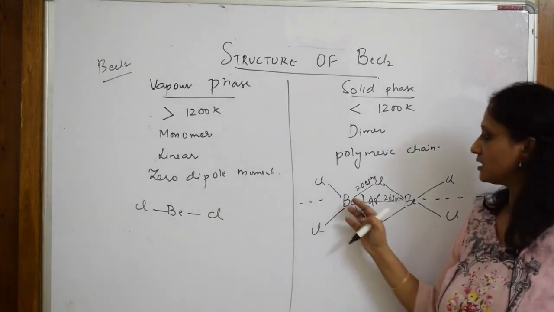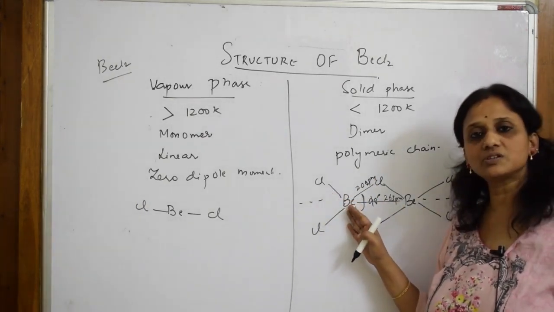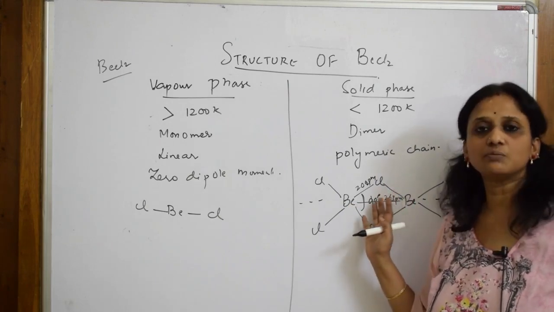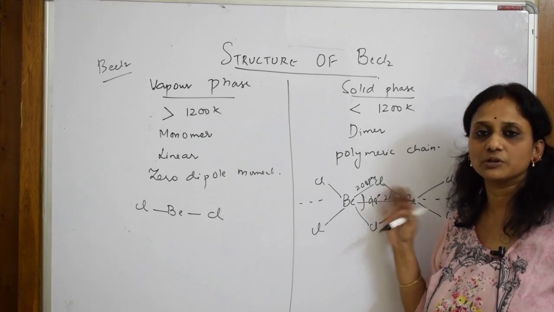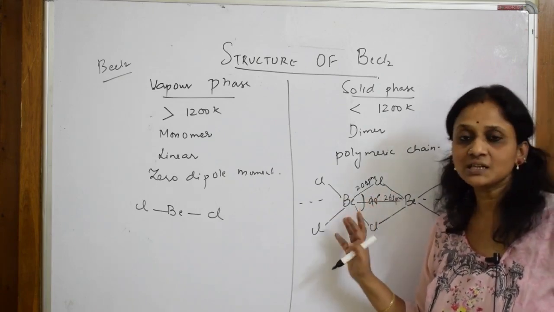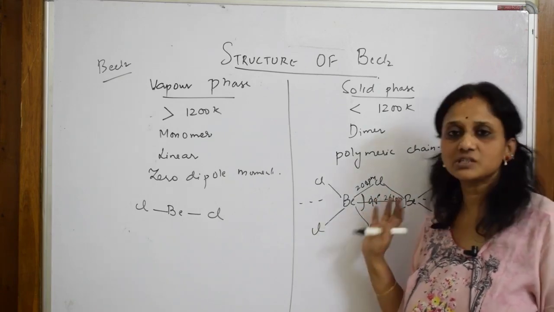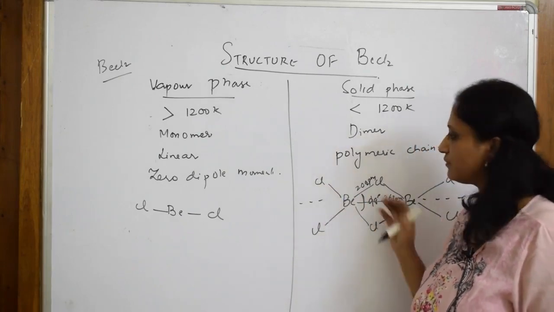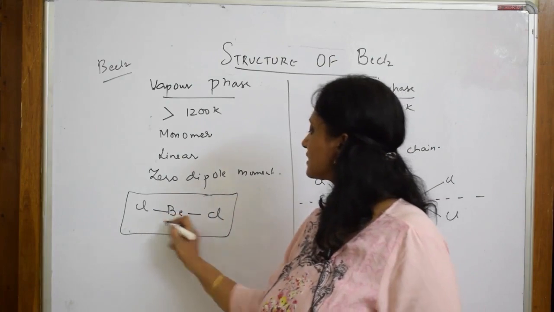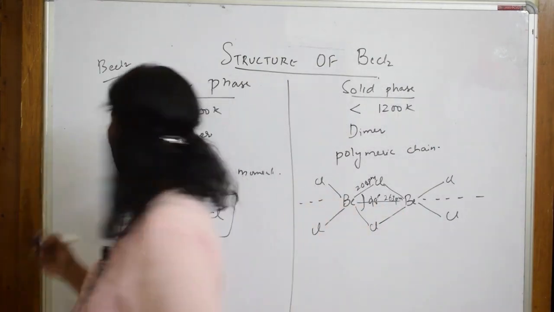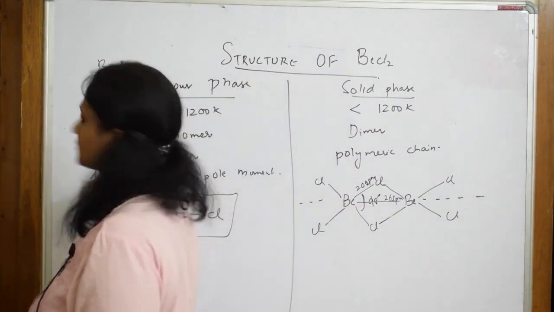Here, they are bonded with covalent bonds. They're also bonded with coordinate bonds. So two chlorines with covalent bonds, two chlorines with coordinate covalent bonds. So both types of bonds exist, with beryllium and 4 chlorines around it, 1, 2, 3, 4. In the vapor phase it is only a linear structure. In this way, the dipoles get cancelled. So the net dipole moment mu is 0 in this case.